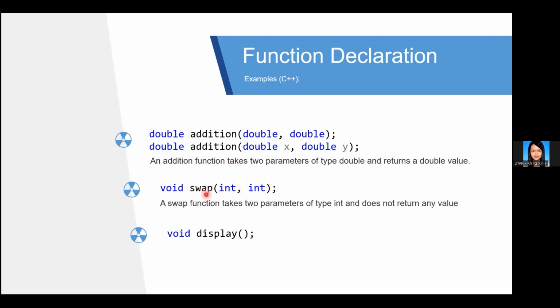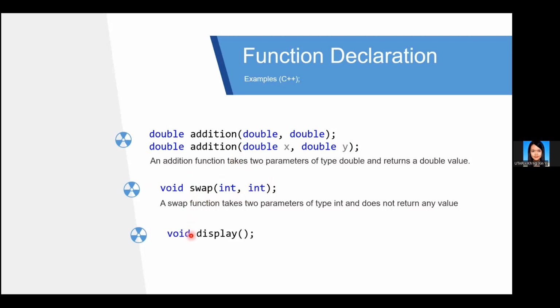And then after the function is done processing its job, it won't return anything to the function caller in the main function. Okay, so this is how we interpret what kind of function exists in our program by just looking at the function declaration.